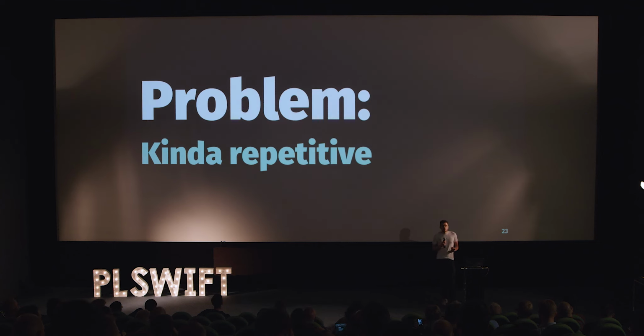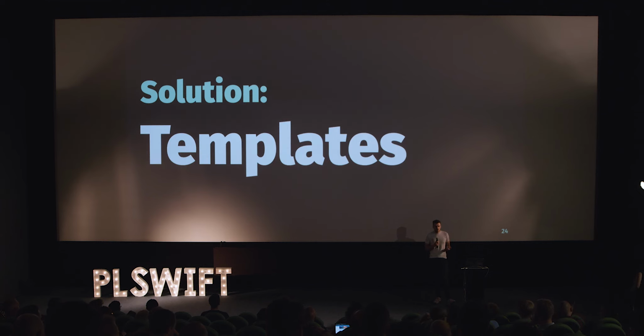There is a problem though in what I showed you. It's kind of repetitive. For every target, I needed to define platform, I needed to define where the sources are, and so on. Thankfully, XcodeGen provides a solution for that. It's called templates. Templates allow you to bundle the shared settings for your targets in a template, a blueprint, which you will apply to targets.